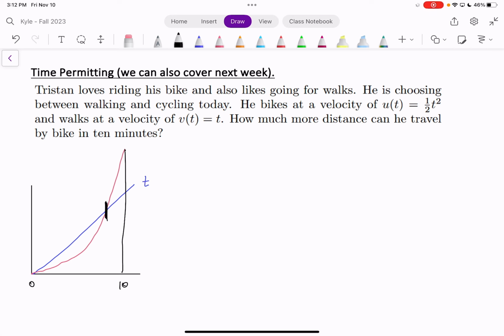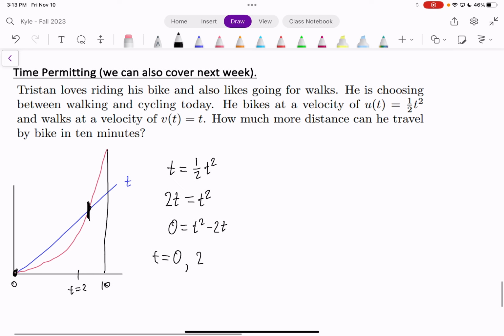Remember, the way we find our intersection points, we set these curves equal. So t is equal to 1/2 t squared. 2t is equal to t squared. So 0 is equal to t squared minus 2t. Then we can see our answers are t is 0 and t is 2. Awesome. So they intersect right here at the very beginning, and they intersect at t equals 2. My scale looks really messed up, by the way. That's fine.